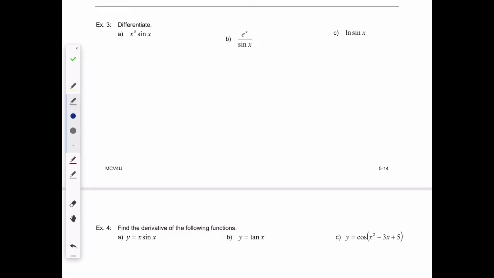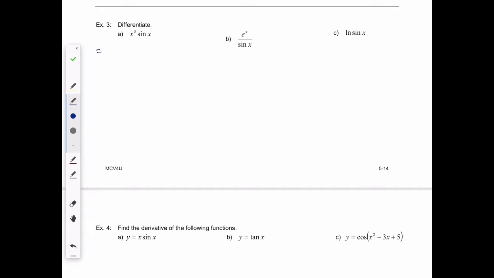Let's try some examples. So the first one says differentiate. Just so we're on the same page, remember there's two parts of the function here. There's x to the exponent 3 and there's the sine of x. So we have to use a little bit of the chain rule, a little bit of the product rule. There's a bit of everything going on here, right?